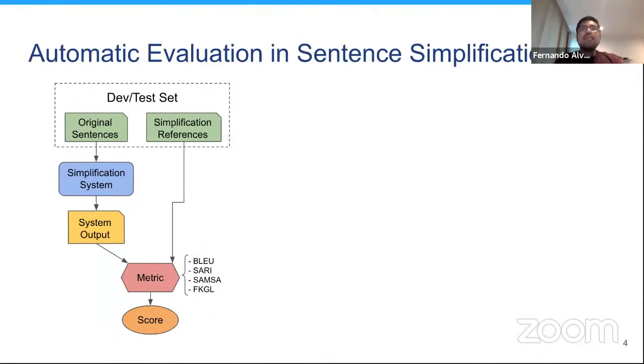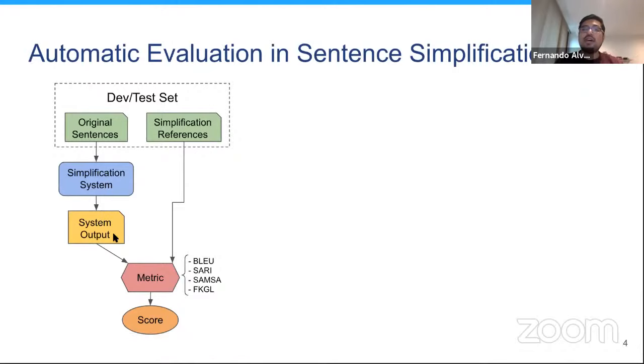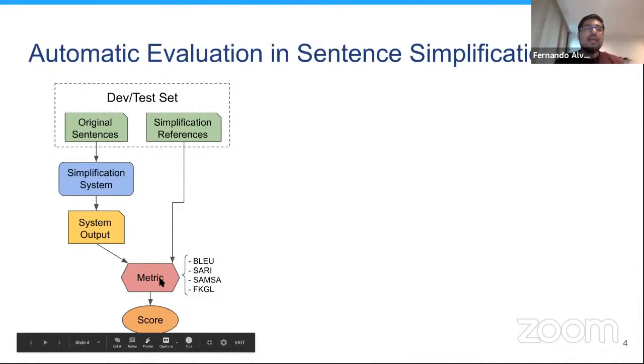Now, independently of how you implemented your simplification system, whether it is rule-based, whether it is using some neural model, a mixture of both, doesn't matter. You need to evaluate it in the end to see how well it does. Now, as in any other natural language generation task, you have an evaluation data set that has, for example, some development data, some test data, which has the original sentences and some manual references. And you use that to generate an output from your simplification system. And then you compare that system output to the references using some metric, and you get a score.